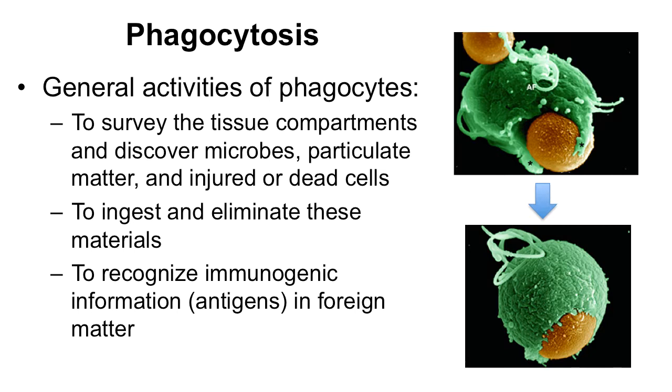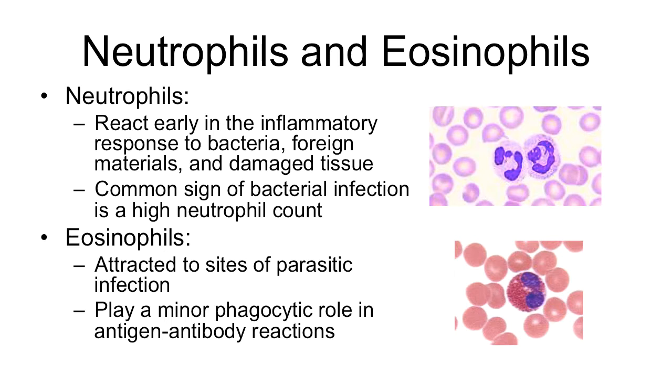So the cells, granulocytes, macrophages, eosinophils, basophils, are going to survey the tissue compartments, and once they discover those microbes, those particulate matters and those injured dead cells, they're going to ingest them and eliminate that material. And that is the process of phagocytosis. Oftentimes this leads to the recognition of immunologic information, which we're going to call from now on antigens, as foreign. Now, eosinophils and neutrophils, as we discussed earlier, are going to be very important in the eradication of bacteria by phagocytosis.